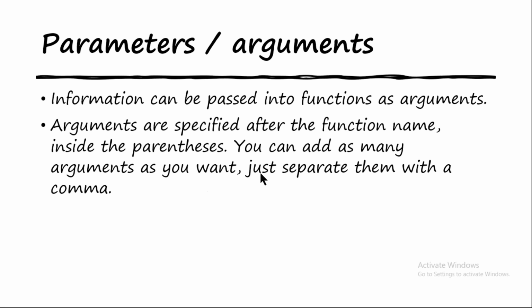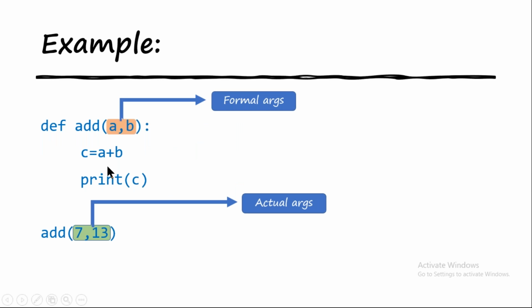You can add as many arguments as you want, there's no limit. You just have to separate them with a comma. In our example, the parameters we give when defining the function are known as formal arguments. They're like imaginary variables, and they can only be used inside our function.